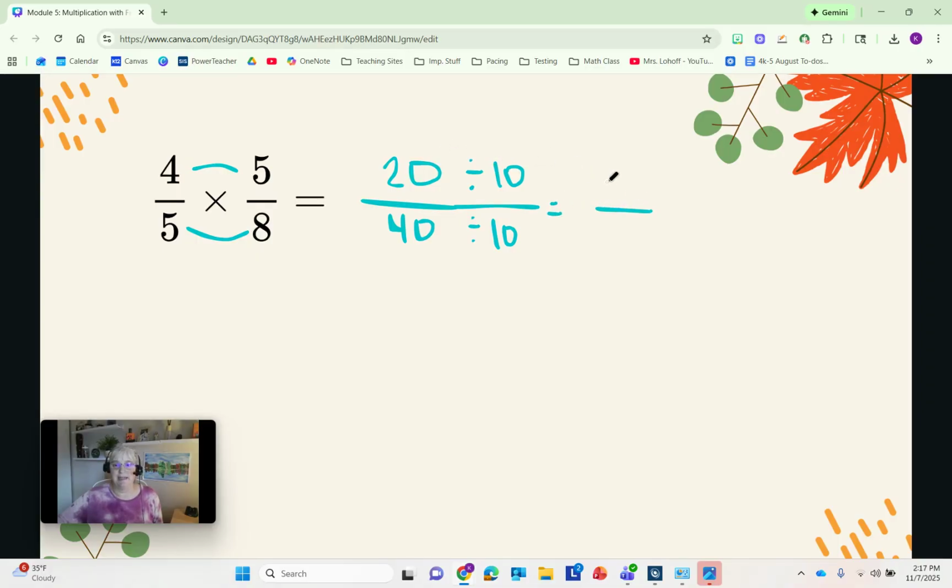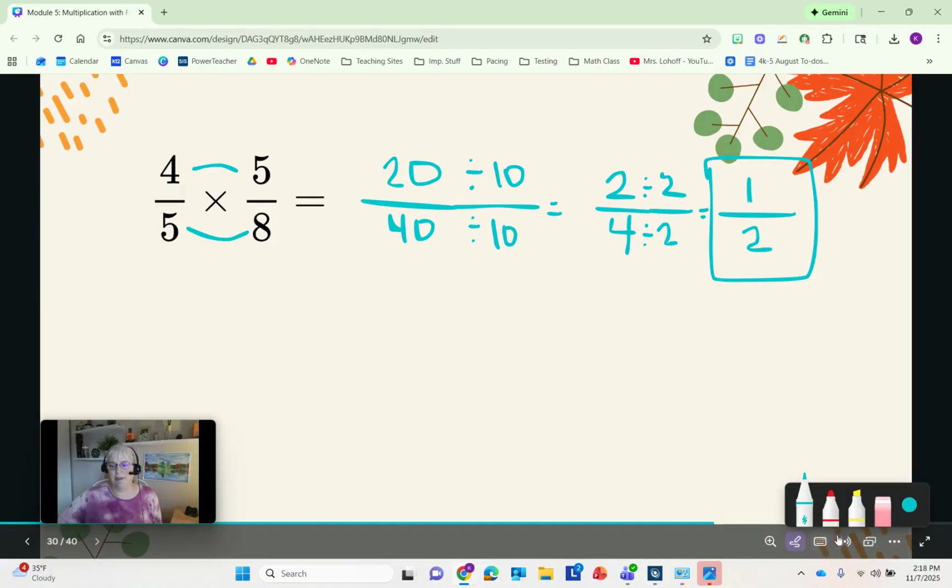20 divided by 10 is 2. 40 divided by 10 is 4. Now, I can see 2 and 4 are both even numbers, and when I have even numbers, I can divide by 2. So if I divide 2 by 2 and I divide 4 by 2, I get 2 divided by 2 is 1. 4 divided by 2 is 2. I've taught you that whenever you have a fraction that the top number or the numerator is 1, you cannot simplify it anymore. You are done. So the answer to 4/5 times 5/8 is 1/2.